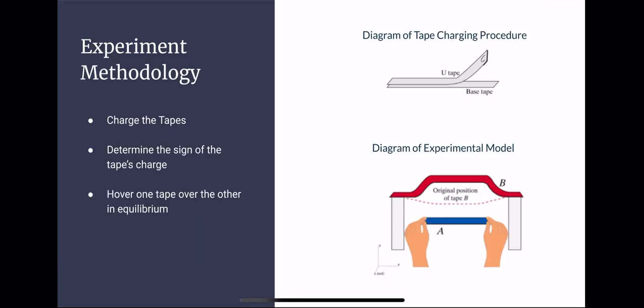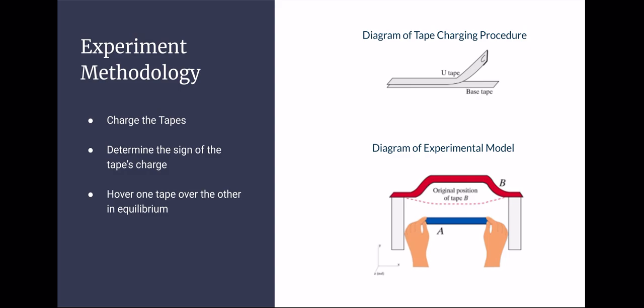The methodology for this experiment was the same as Lab 1. First, I had to create multiple charged tapes, and this procedure is represented in the top right. Next, I had to determine the sign of the charge of the tape. I did this by holding the tape up to a negatively charged pen. Because the tape was attracted to the pen, I determined that the tape was positively charged.